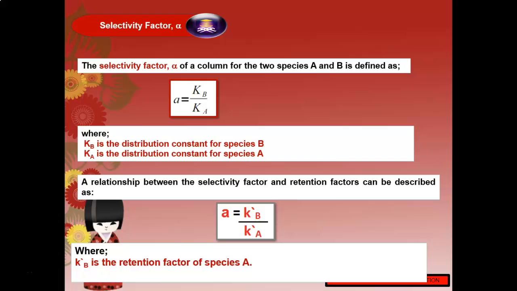Okay, we look at the selectivity factor, denoted by alpha, which is given by kb over ka. Here kb is the retention factor of species B and k prime A is the retention factor of species A. So we can calculate the selectivity factor using this formula. You get the capacity factor values first, then only can you calculate the selectivity factor.